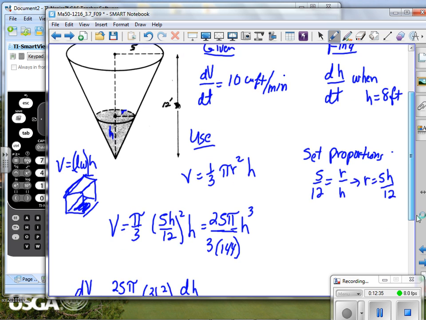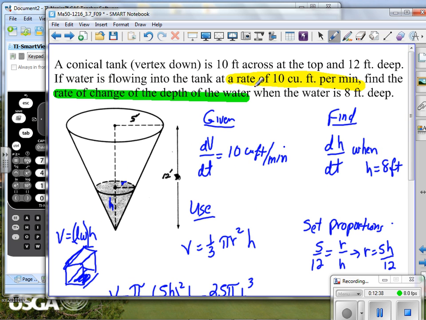Okay, so we have to look at what we are given, and whenever you see something working or moving or increasing at a rate of, that's going to be a derivative. And look at what we're talking about. This is cubic feet, so that means volume. There are lots of key words in here, so pick up on those key words.